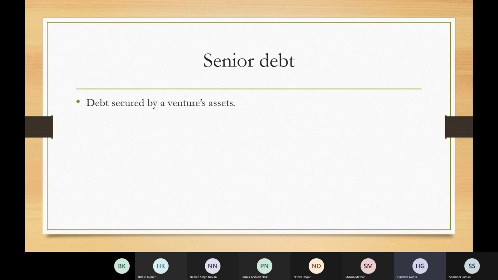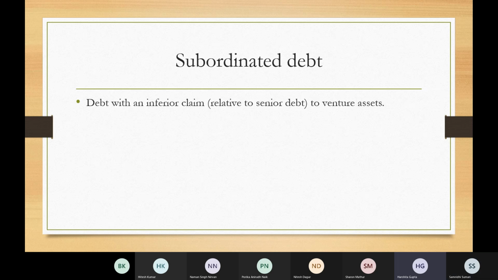Okay, so senior debt is debt which is secured by a venture's assets. Supposedly, if I want to take a debt of say 20 lakhs, maybe I'll put a building as collateral for it. That will become my senior debt. Subordinated debt is debt with an inferior claim relative to the senior debt on venture assets. Supposedly, I took another loan of say 2-3 lakhs or 5 lakhs, and I gave another, smaller collateral in comparison to the building. That will come as subordinated debt.